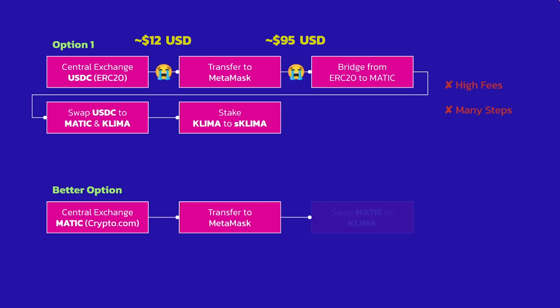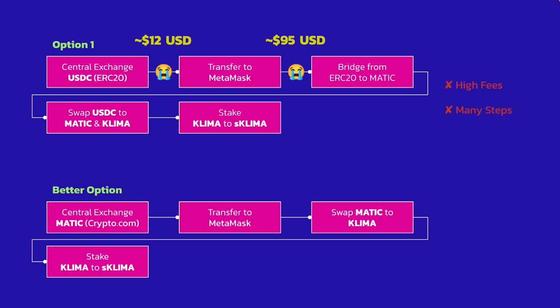And then once you have it transferred to MetaMask, you're going to swap some of your Matic into Klima. Now you'll notice that we don't have to work with USDC or anything with the Ethereum mainnet. And that's great because the fees right now are just too ridiculous. Once you have that, you simply stake Klima to S Klima. This is better because it's super cheap in fees and also fewer steps.